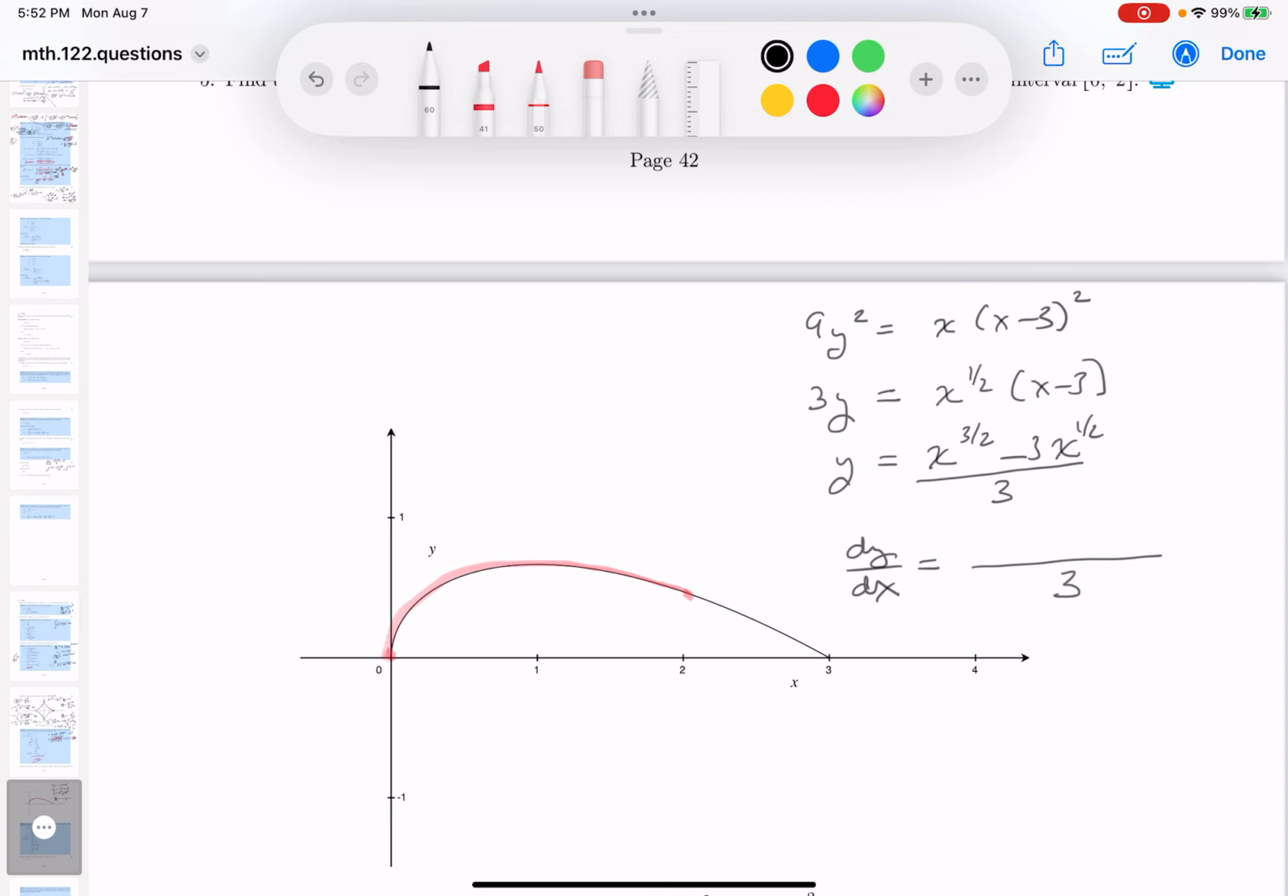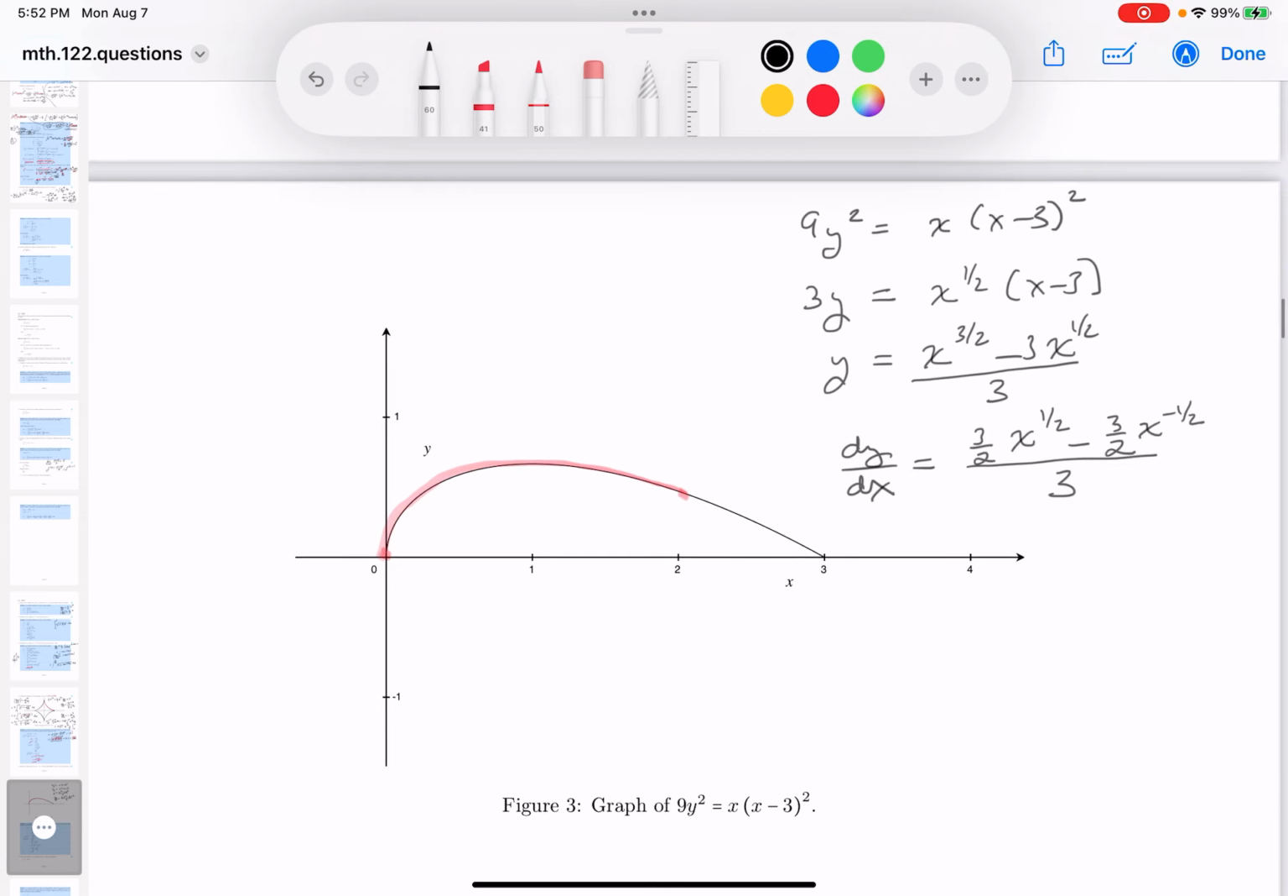And then what do you get? You get 3 over 2 x, take away 1, that'll be 1/2, minus 3/2, and then what do you get there? X to the minus 1/2.